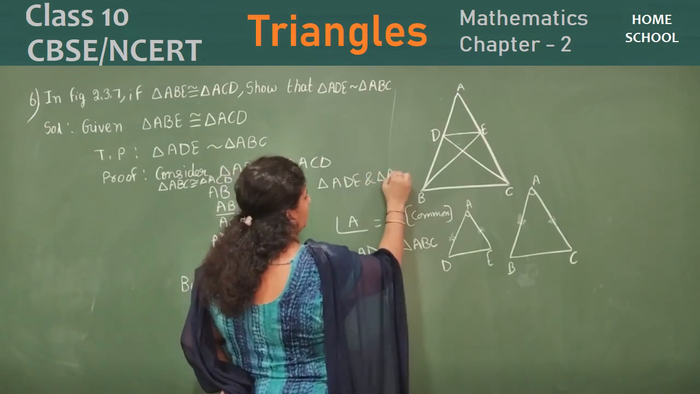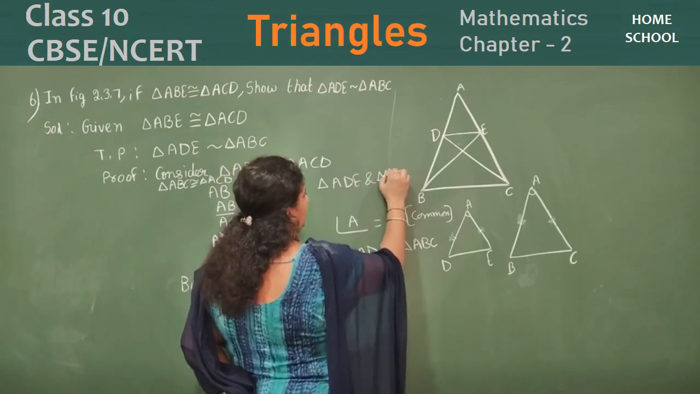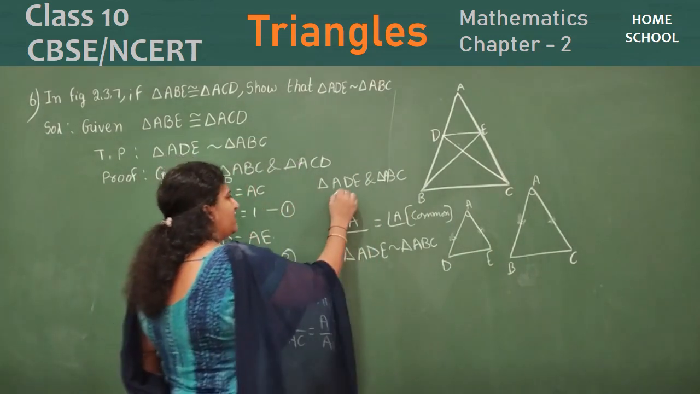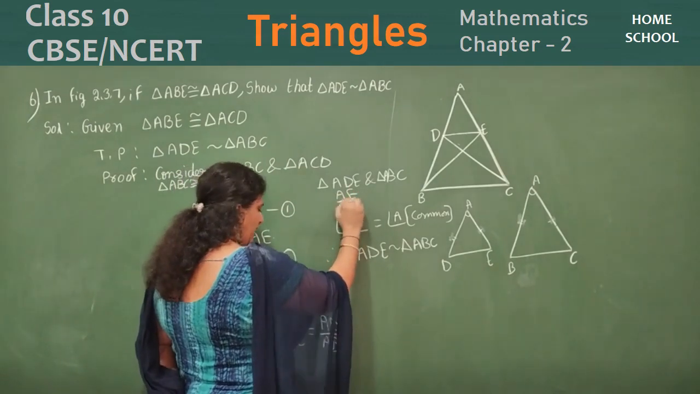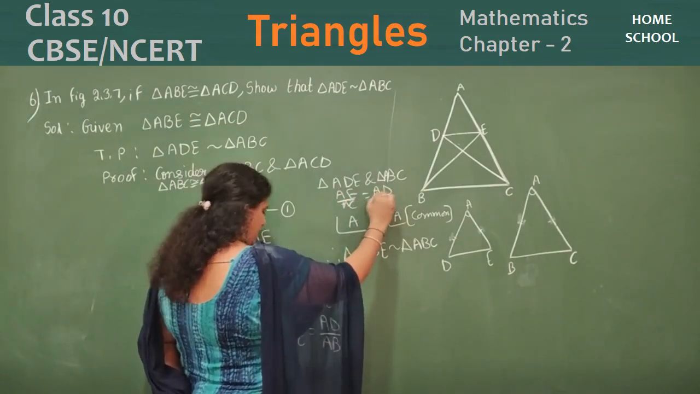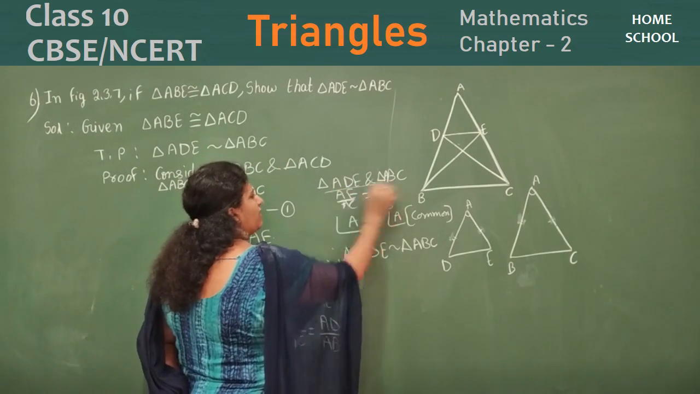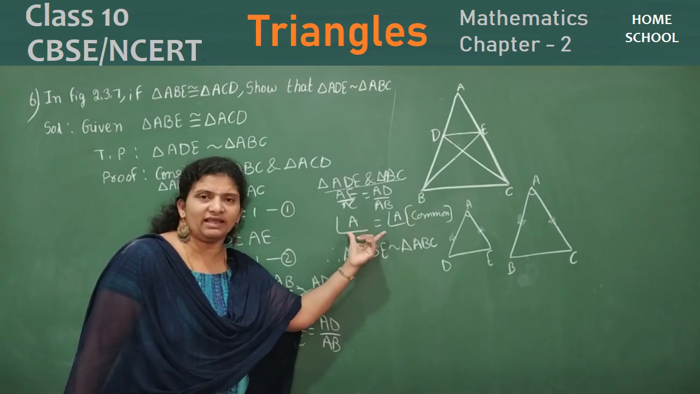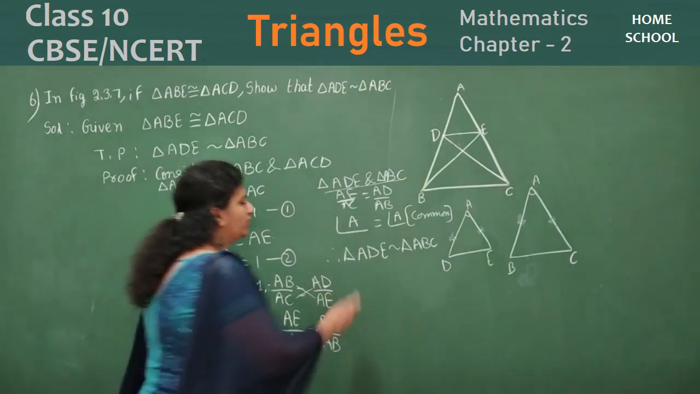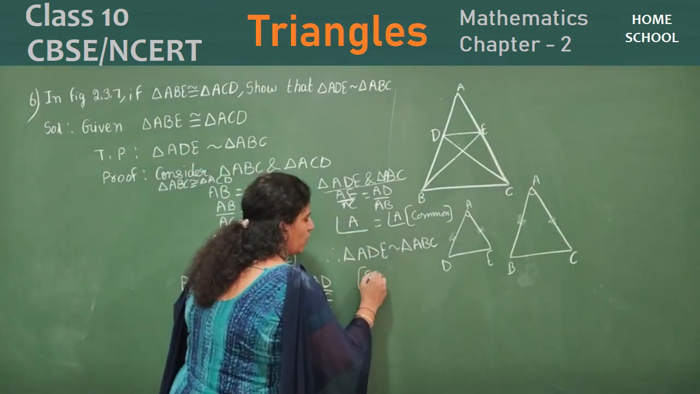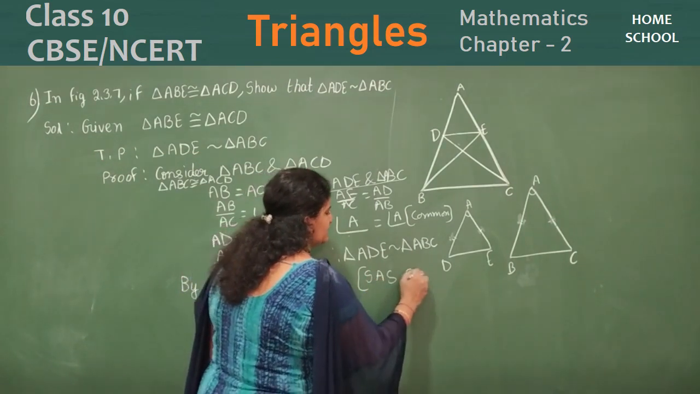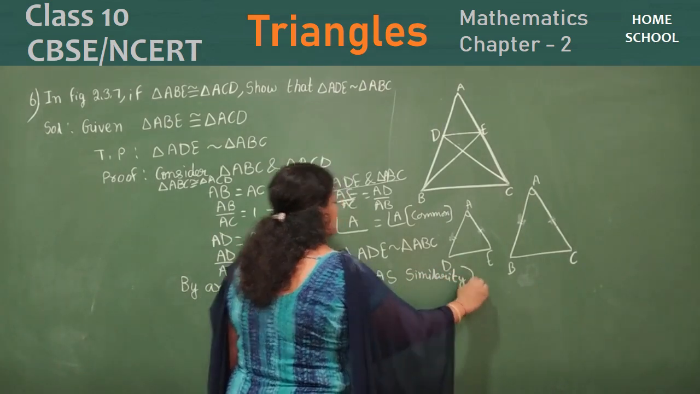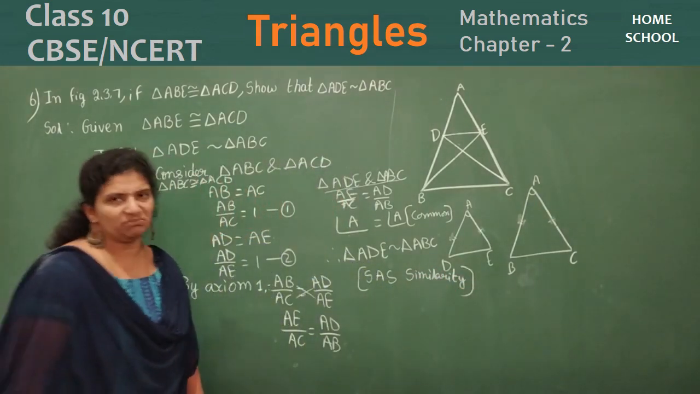So look here, children. Consider the triangle ADE and ABC. What you can say? By the ratio, AE by AC is equal to AD by AB. If these ratios are in proportion and the common angle is equal, therefore these two triangles are similar by what? By side, angle, side similarity criteria, I can say that these two triangles are similar.